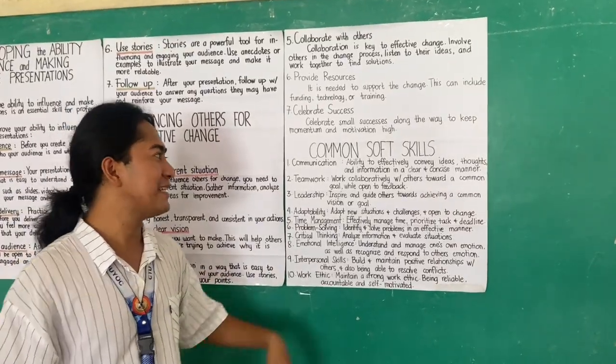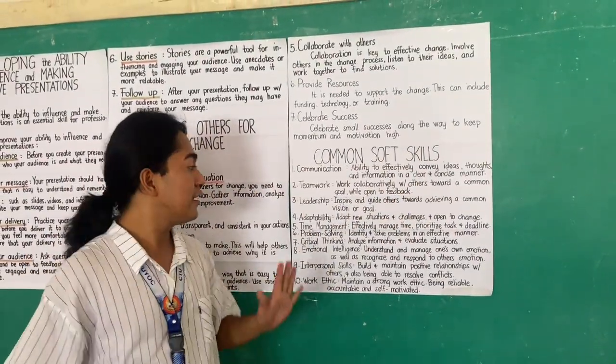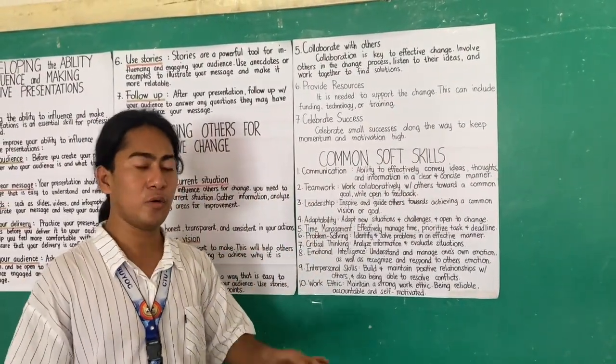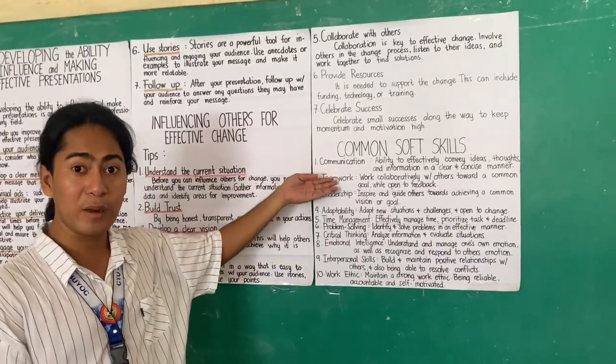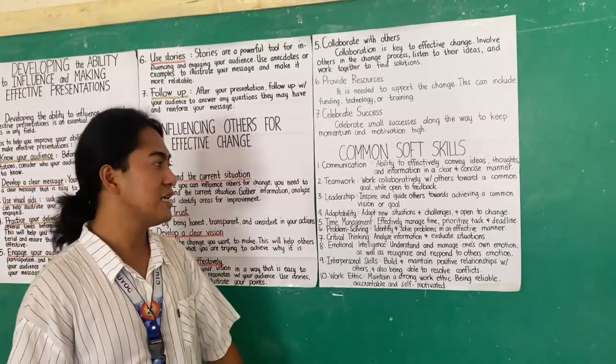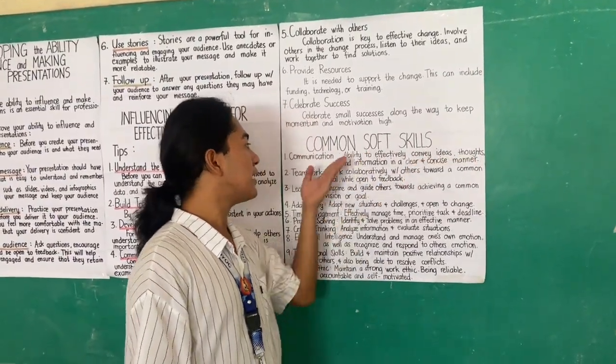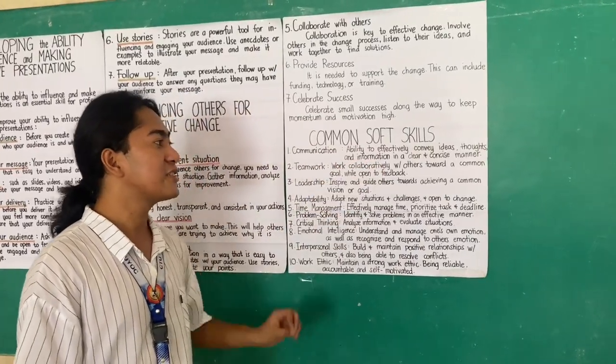The last topic is common soft skills. So there are 10 common soft skills. I will tackle this one by one. So let's start. The first one is communication. The ability to effectively convey ideas, thoughts, and information in a clear and concise manner.